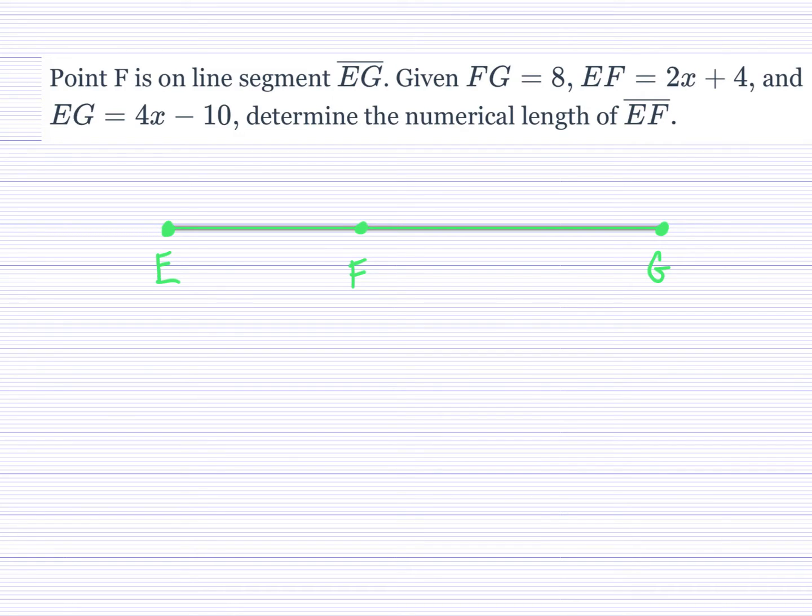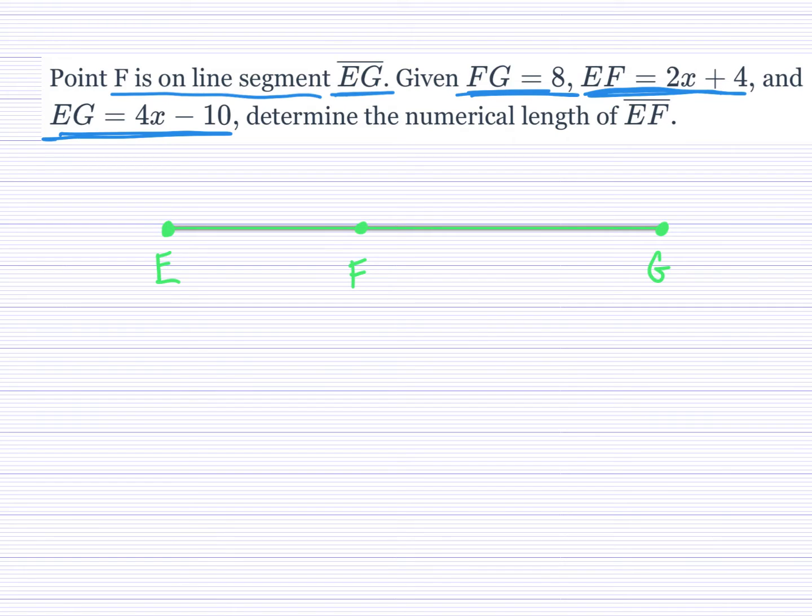So what we have is we're asked to find point F on the line segment EG, given that FG is a measure of 8, EF is a measure of 2x plus 4, and EG is a measure of 4x minus 10. Now, I don't know that this is to scale because the F could be closer to the G, the F could be in the middle. We have no indications, so I just put the F anywhere on this line because the only information we're given is that it is on the line segment. Again, you may put yours at a different spot, that's fine, that doesn't matter.